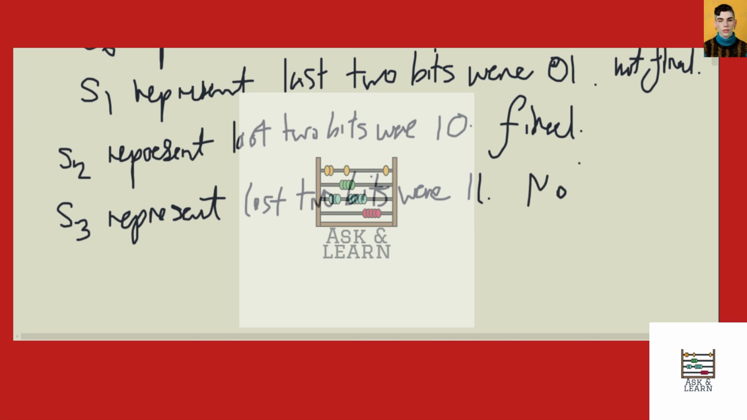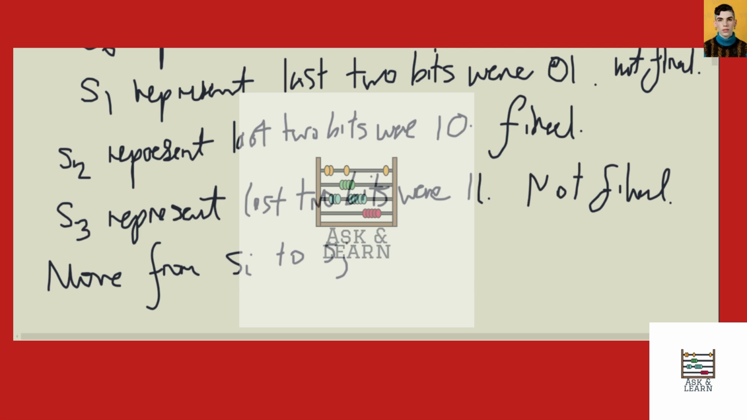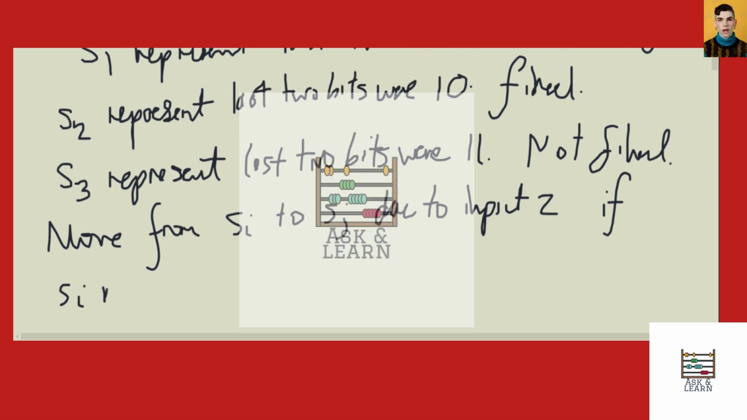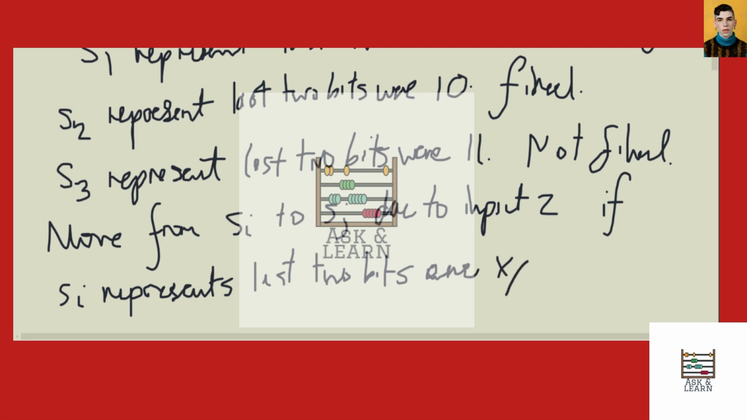And now, in general, we're going to move from a state Si to a state Sj due to an input z if Si represents that the last two digits were xy, and Sj represents that the last two bits are yz.